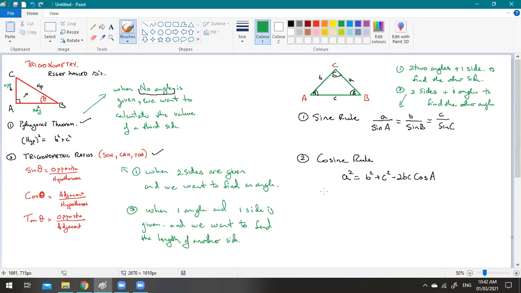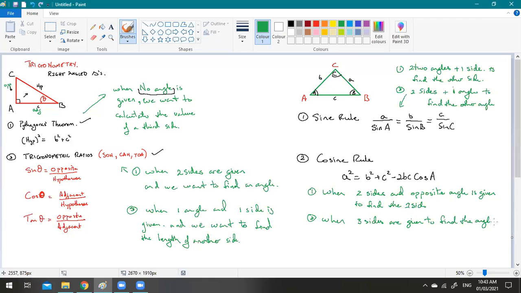Right? And this cosine rule, when two sides and the opposite angle are given, to find one side, because a triangle only has... or when three sides are given, to find the angle. Right?